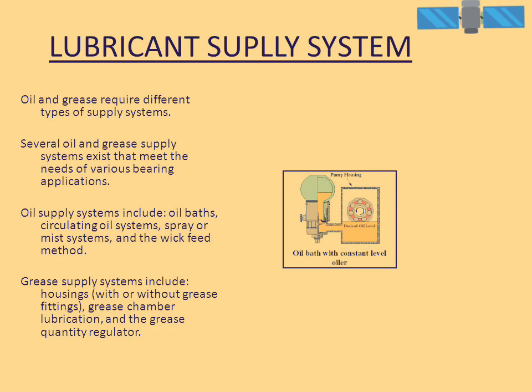Oil and grease require different types of supply systems. Several oil and grease supply systems exist that meet the needs of various bearing applications. Oil supply systems include oil baths, circulating oil systems, spray or mist systems, and the wick feed method. Grease supply systems include housings, with or without grease fittings, grease chamber lubrication, and the grease quantity regulator.